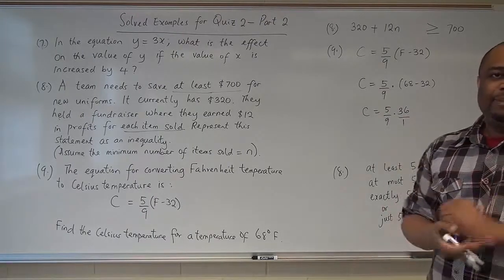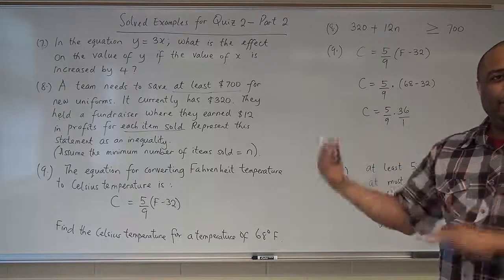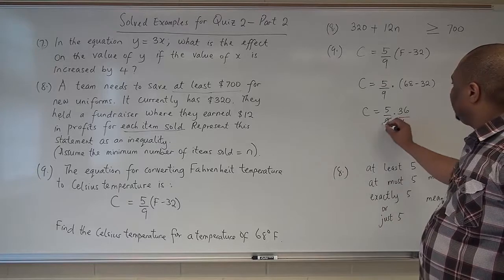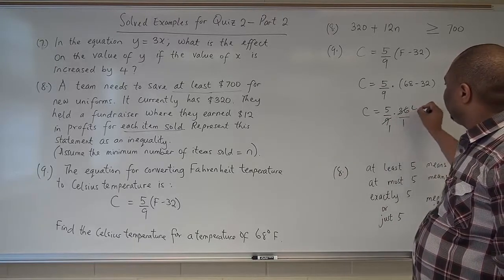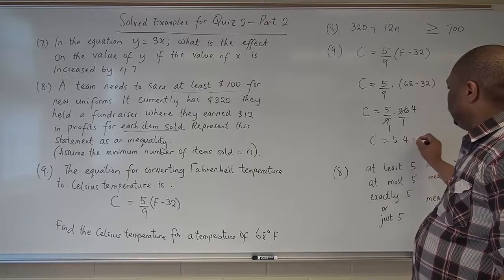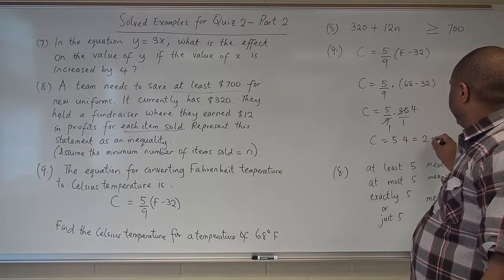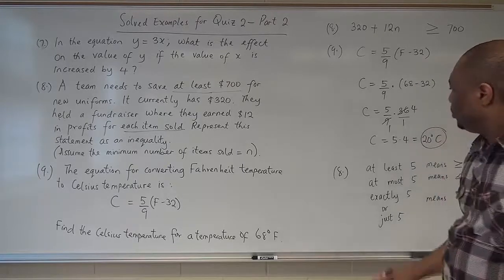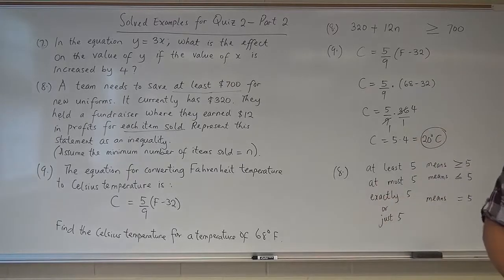You know, I prefer doing simplified and multiply like we did on fractions. So 9 into 9 is 1. 9 into 36 is 4. So C will be 5 times 4, which is 20 degrees Celsius. 20 degrees Celsius, that's it. So you substitute and then you solve for it.